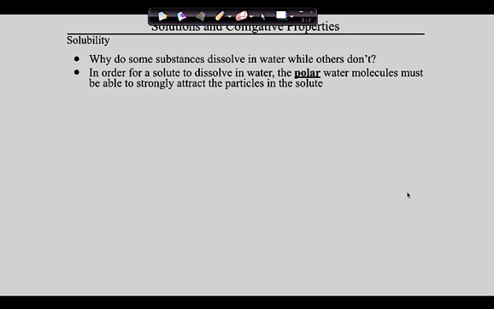Comes down to this. In order for a solute, like salt, to dissolve in water, the water molecules, which are polar, have got to be strongly attracted to the stuff that's dissolving. So guys, in order for dissolving to happen, the water molecules, which are polar, have got to be strongly attracted to the stuff that's dissolving.